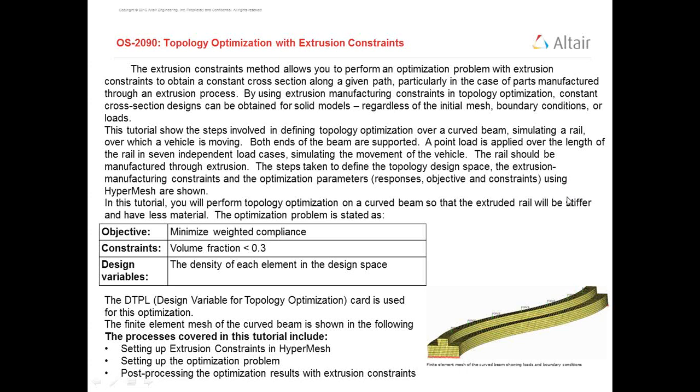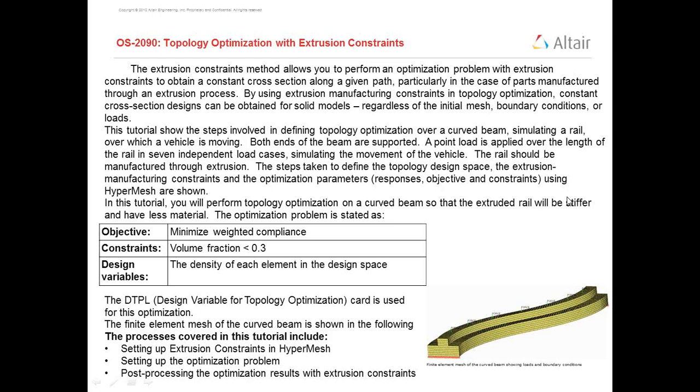This tutorial shows the steps involved in defining topology optimization over a curved beam, simulating a rail over which a vehicle is moving. Both ends of the beam are supported. A point load is applied over the length of the rail in 7 independent load cases, simulating the movement of the vehicle. The rail should be manufactured through extrusion. The steps taken to define the topology design space, the extrusion manufacturing constraint, and the optimization parameters, response objective and constraints using HyperMesh will be shown.